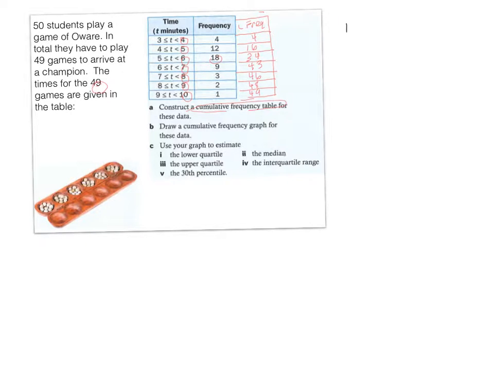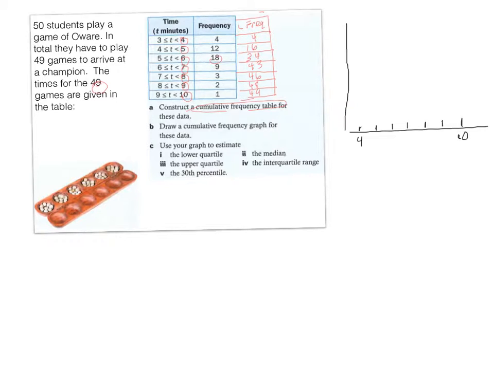Looks like on the x-axis I need to be able to go from 4 minutes up to 10 minutes. I'm not going to worry about the 3. Remember, this is cumulative frequency, so I'm just going to make some little marks. So that'll be 4, 5, 6, 7, 8, 9, 10, all the way up to 10.